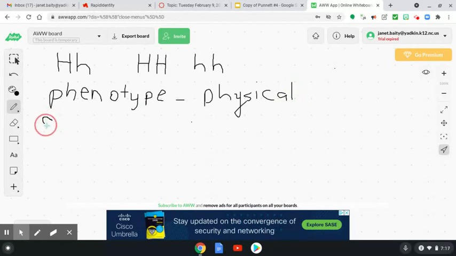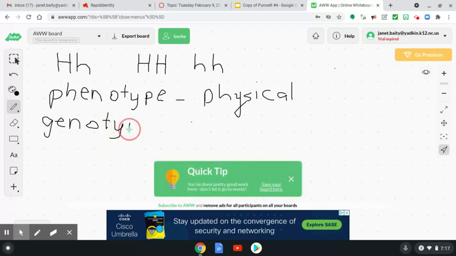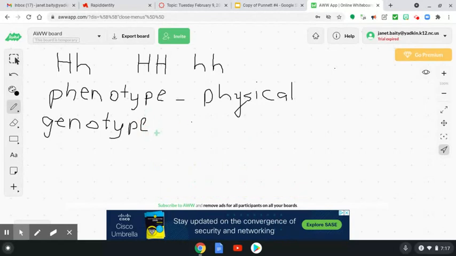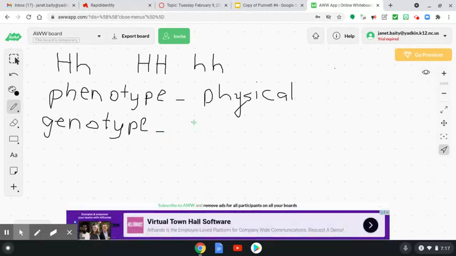Genotype. Genotype is the letters. It's the letters that make it up.